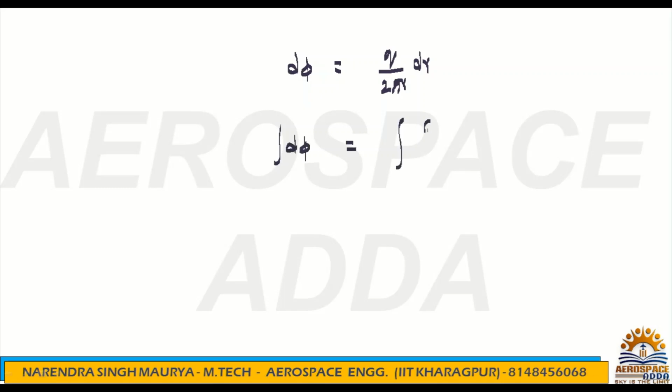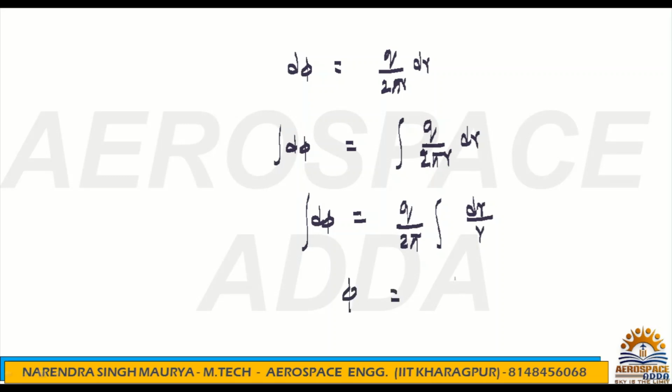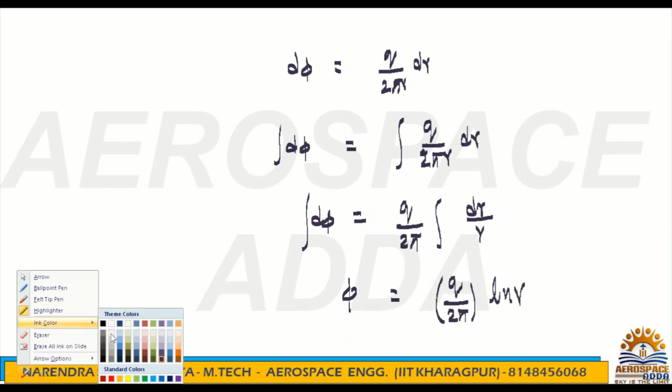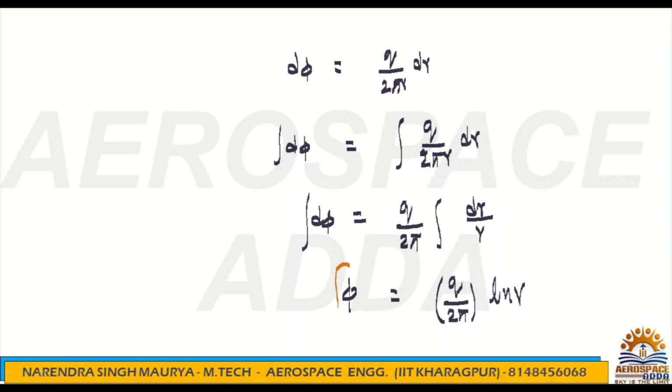d phi is Q upon 2 pi r dr. Q upon 2 pi you can take common, it's dr by r. This is nothing but d phi. Once you integrate it, what you will get? Phi is equal to Q upon 2 pi, integration of dr by r is nothing but ln r. This is the potential function, and this is a very important result.